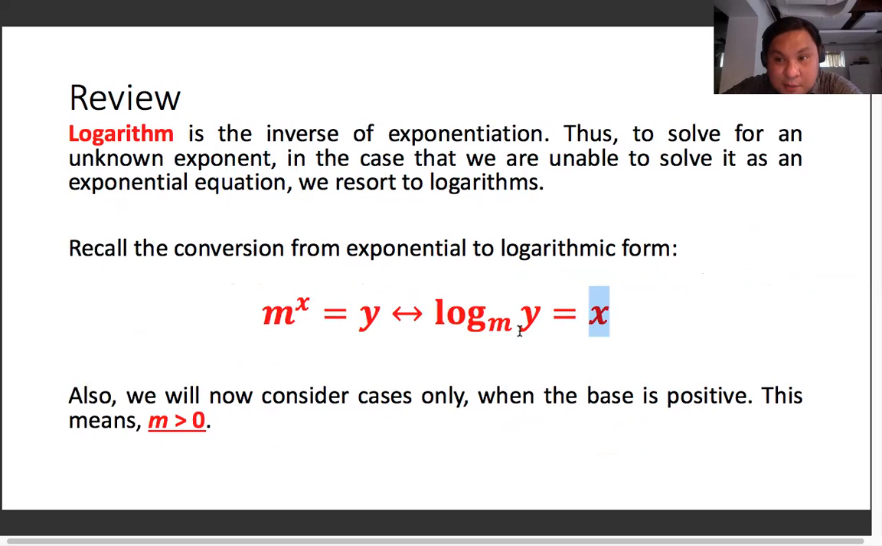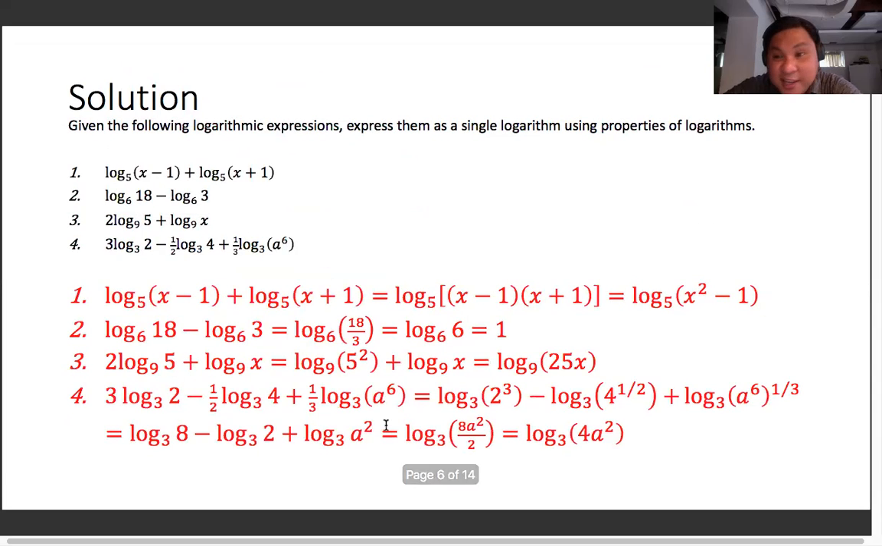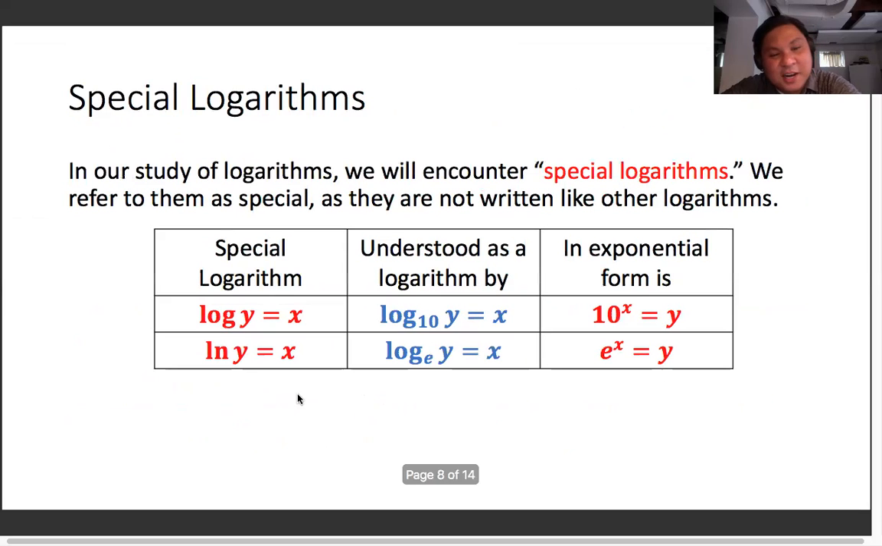But the barest minimum that a logarithmic expression should have would be the logarithm, then the power, and then finally the base. Okay. So for special logarithms, some of them might be missing, and some of them look really different. All right, so here we go.